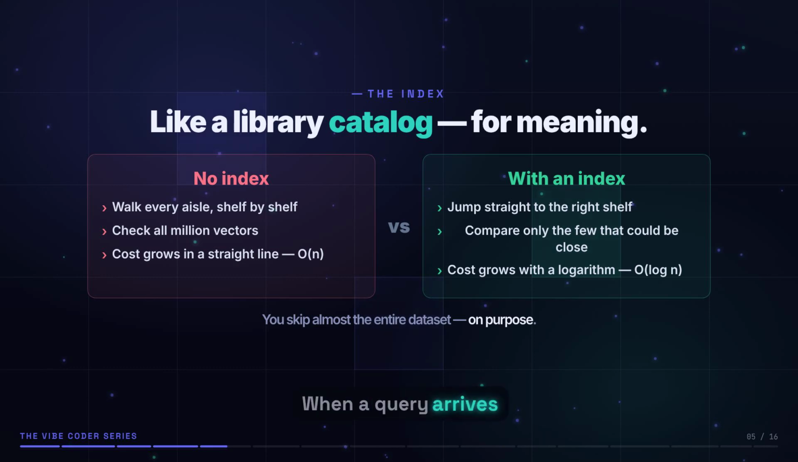When a query arrives, the database uses the index to leap to the right neighborhood of the map, and then only compares your query against the few vectors that could realistically be close. Everything else it never even looks at. You skip almost the entire dataset completely on purpose, and you still walk away with the right answer. That single move, organize once, jump instead of scan, is the beating heart of every vector database on the market.